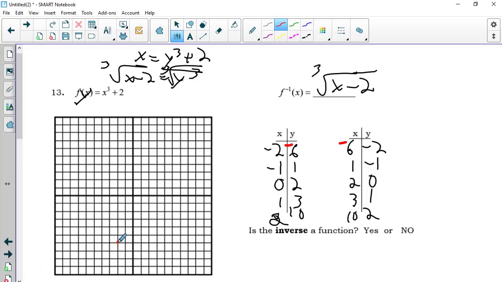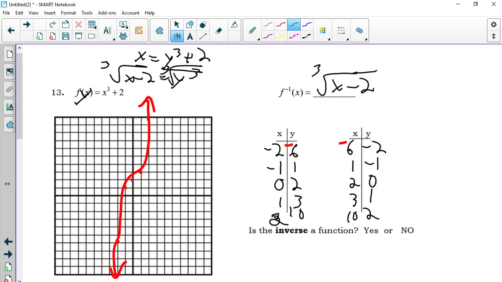Right here. Negative 1, positive 1. 0, 2. That's where it crosses over. 1, 3, and 2, 10. And then we just draw our snake-like figure right there, try to hit the dots, which I didn't do very well. And now we're going to do our other one.